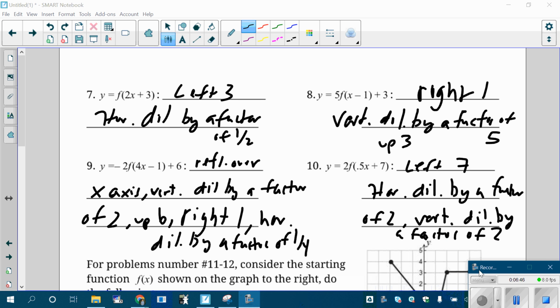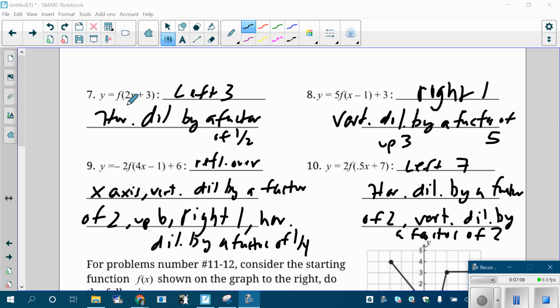Okay? So for this first one, I had 2 horizontal transformations. Why? Because I had 2 things on the inside. I had +3 inside the parentheses and a ×2. The +3 was left 3. The ×2 is going to be a dilation, but it's horizontal, so it's not going to be by a factor of 2. It's going to be by a factor of 1/2.